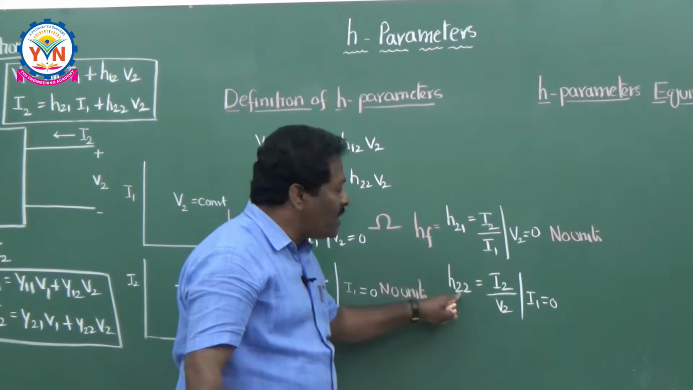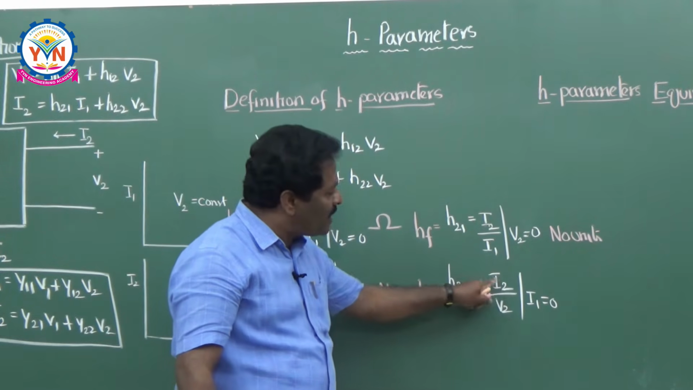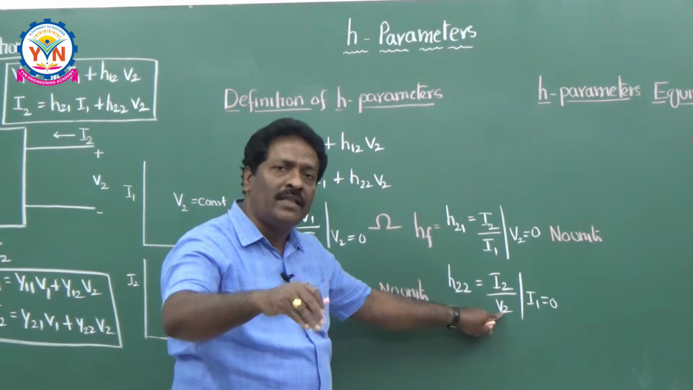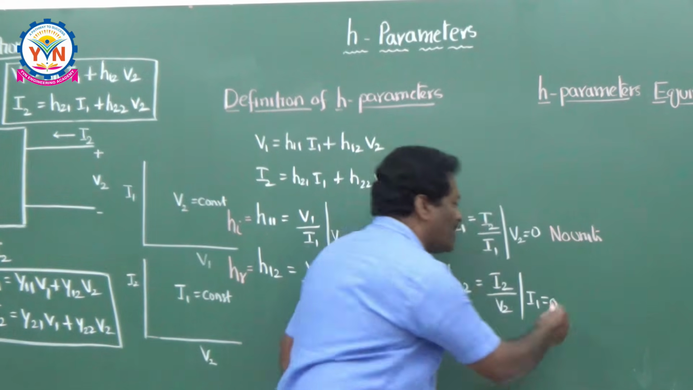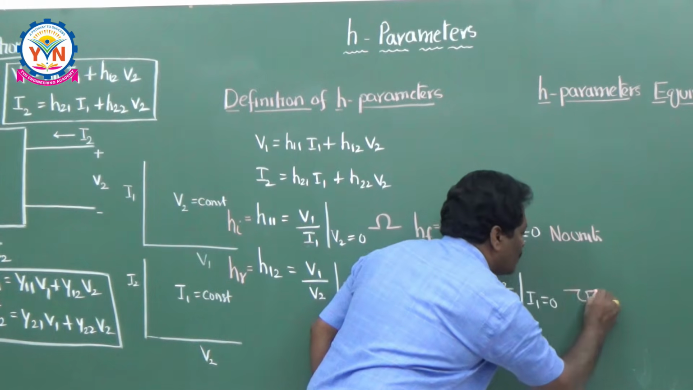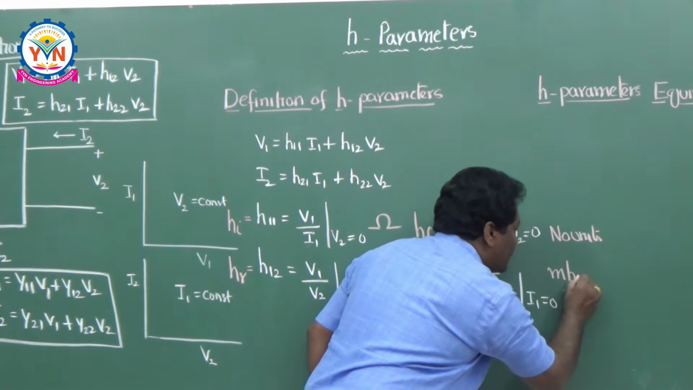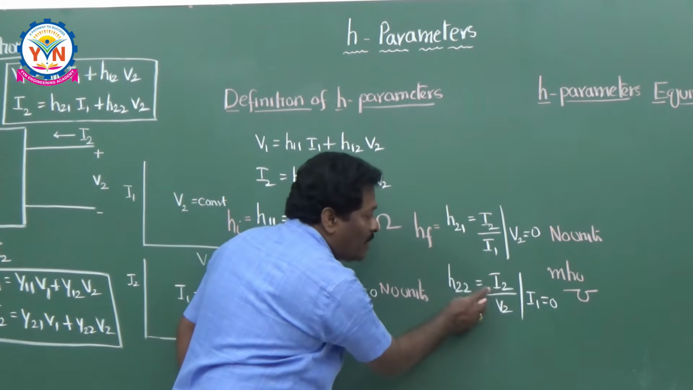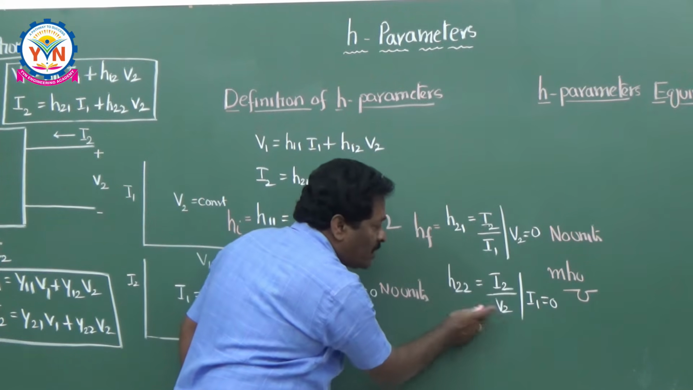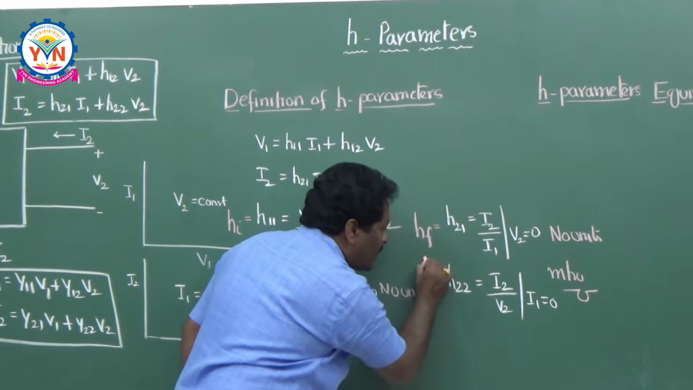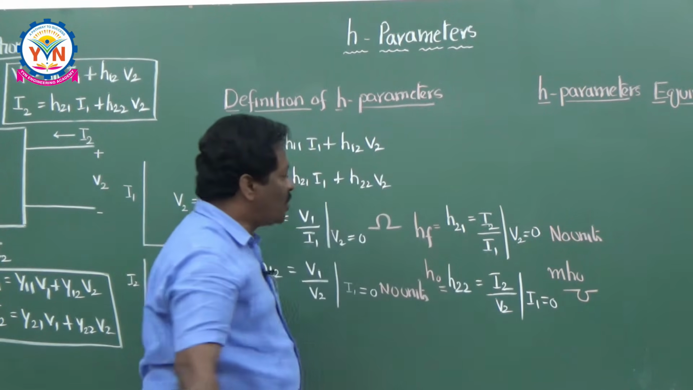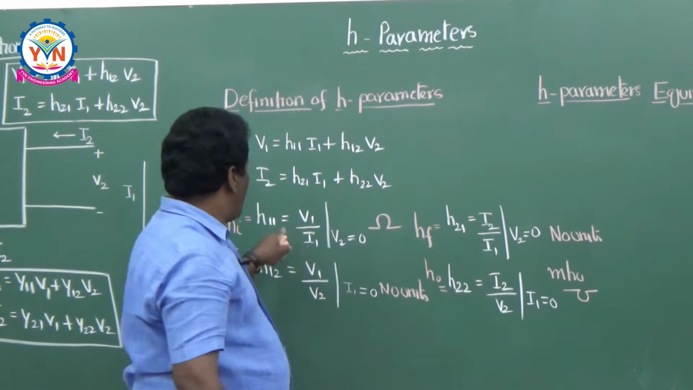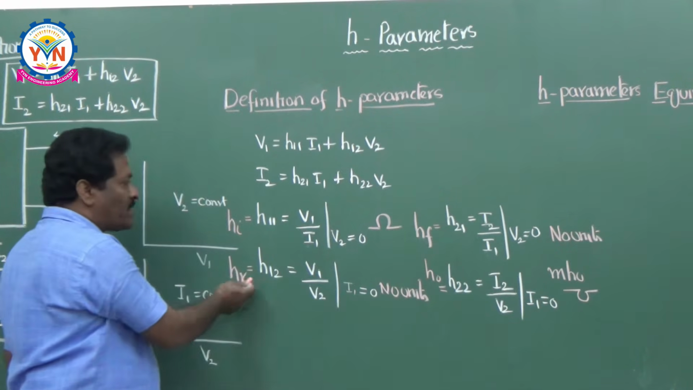Exactly, if you are taking this H22, it is the ratio of current by voltage. Voltage by current is resistance. Current by voltage means conductance. Conductance means the unit is mhos, mho or Siemens, whatever it may be. So as it is the output side, output current by output voltage will be taken as HO. H22 can be represented by HO, H21 HF, H11 HI, H12 HR.